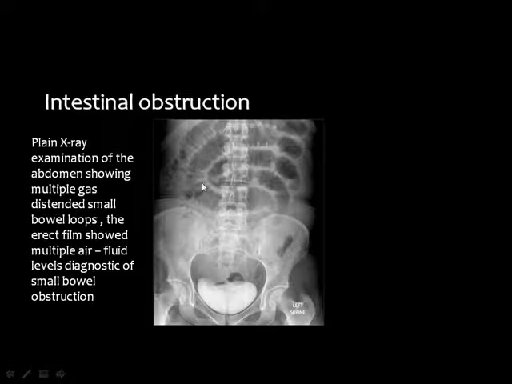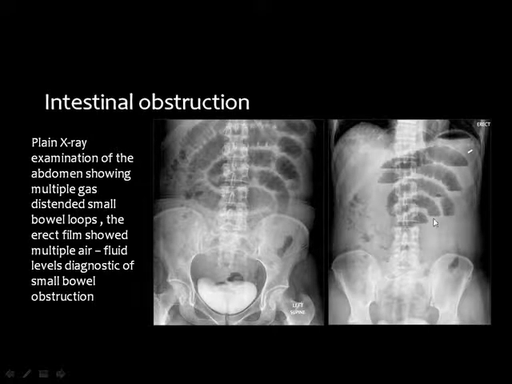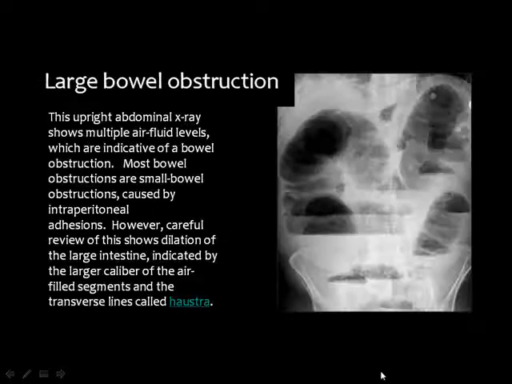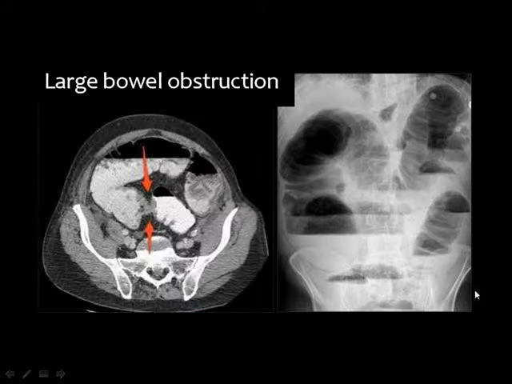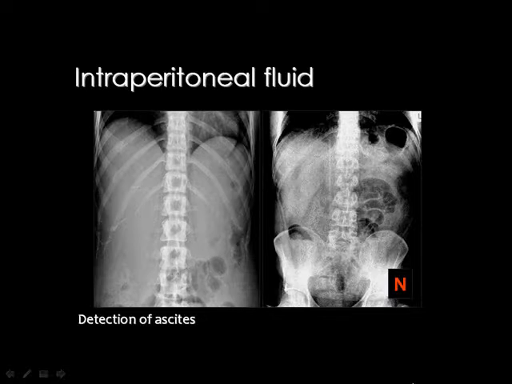And from the plain X-ray, you can also diagnose the presence of small and large bowel obstruction by the detection of gas-filled bowel loops. And in the erect position, you can see multiple air fluid levels. Then you reach the diagnosis of intestinal obstruction. And here you can see in this erect film multiple air fluid levels suggestive of intestinal obstruction. And the CT scan of the same case showed the presence of a colonic stricture or malignant lesion, which is the cause of this obstruction.